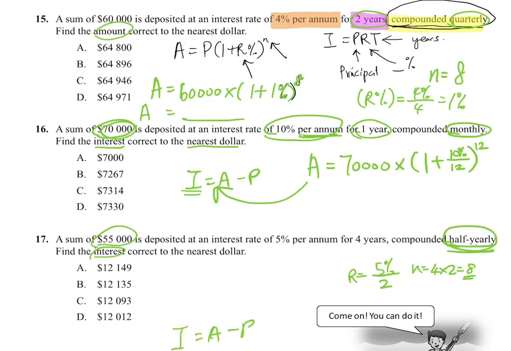So just concentrate on what you are compounding. Are you compounding monthly, yearly, quarterly, or half yearly? That will let you decide what you're going to divide the rate by and what you're going to multiply N by to get the correct numbers. But the main thing is you remember the formula.